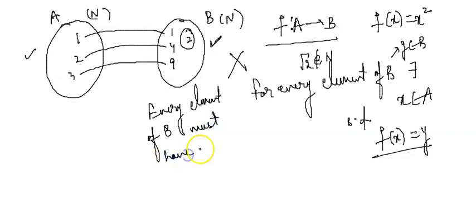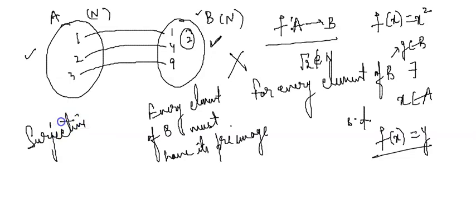Like, suppose there is a maths book with answers given at the back. For every answer there is a question. There is no answer for which there is no corresponding question. So for every answer there is a question. That means that is an onto function. So onto function means every element of B must have a pre-image in A. And an onto function is also called a surjective function.